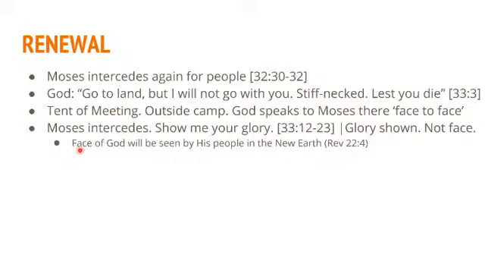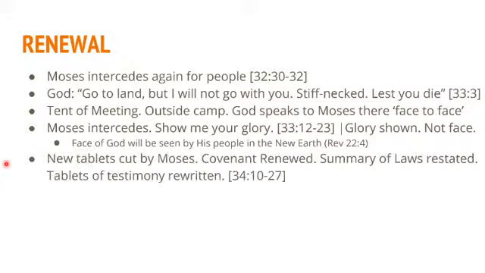And what is interesting is that the face of God will be seen by his people in the new earth. Revelation talks about that, at that point in time, when all things are made new and the old world that we are in right now is destroyed and sin is dealt with and we are in resurrected bodies in the new earth, all of us are going to actually get to see the divine face of God, even though Moses here was not allowed to, which is really amazing. So new tablets were cut by Moses.